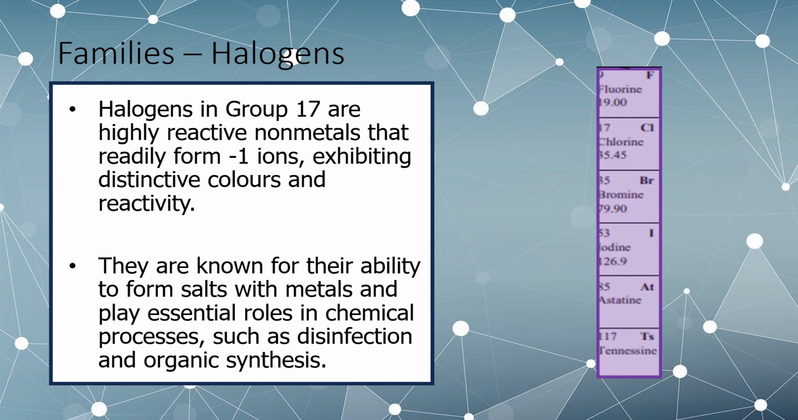The halogens of group 17 are highly reactive nonmetals that readily form -1 ions. That is, they easily gain an electron, and they exhibit distinct colors and reactivity because of these properties. They are known for their abilities to form salts with metals easily and play an essential role in chemical processes, such as disinfection and organic synthesis. You'll use these very commonly in your labs within high school and college, and they have a vast amount of properties you'll discuss throughout your college years.